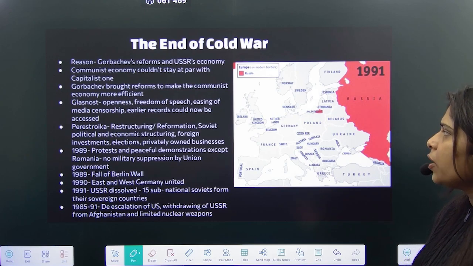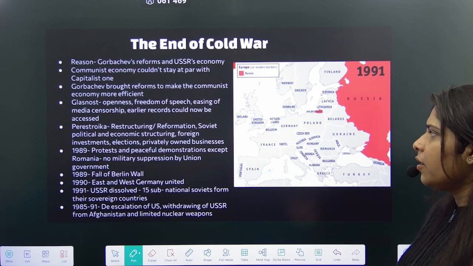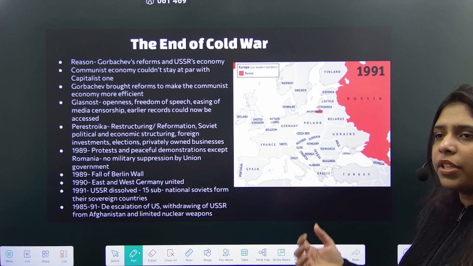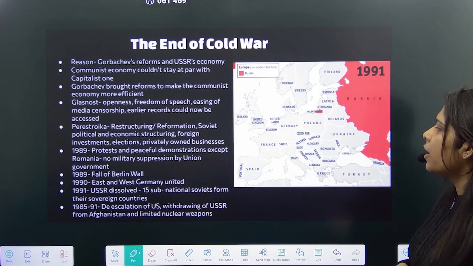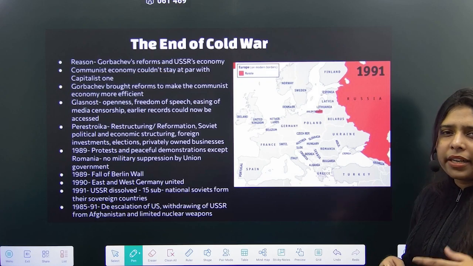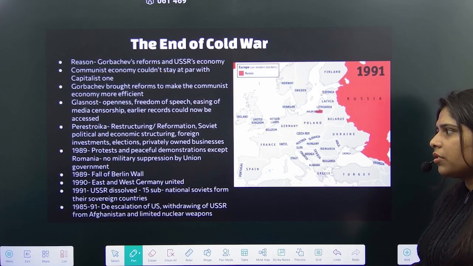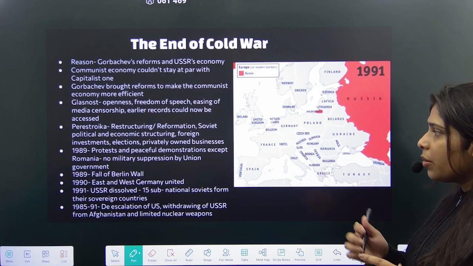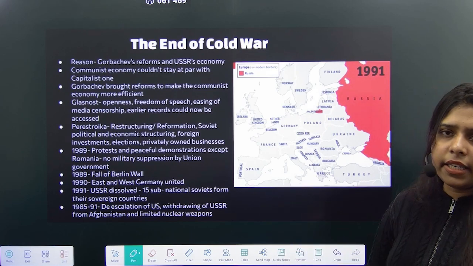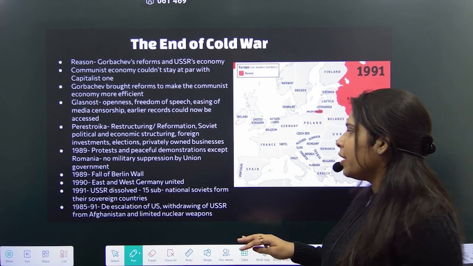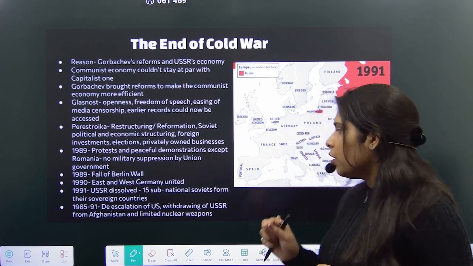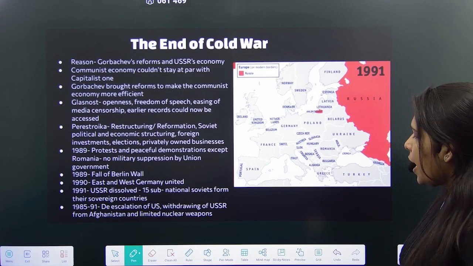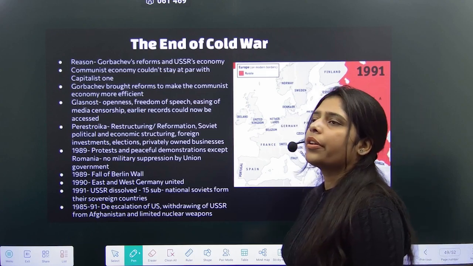1989, there were peaceful demonstrations everywhere. Okay, the East European countries were wanting a separation from the USSR, and Gorbachev did not practically do anything to suppress the revolution. The Berlin Wall was broken in 89. Germany was united, East and West Germany united. In 1991, the USSR was totally dissolved. 15 subnational Soviets were formed. And that brings us to the end of the Cold War.